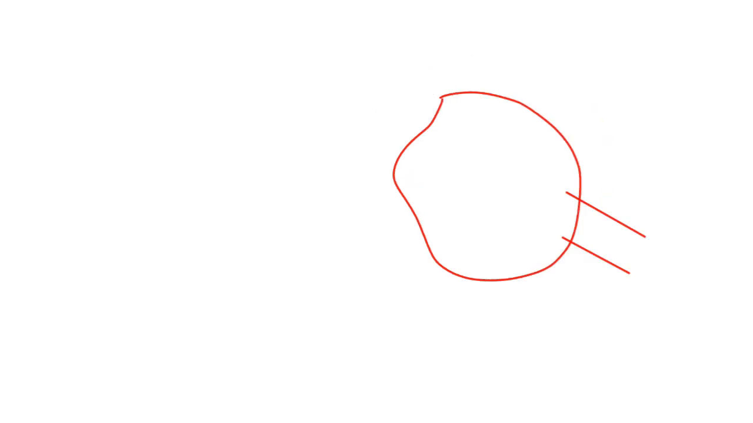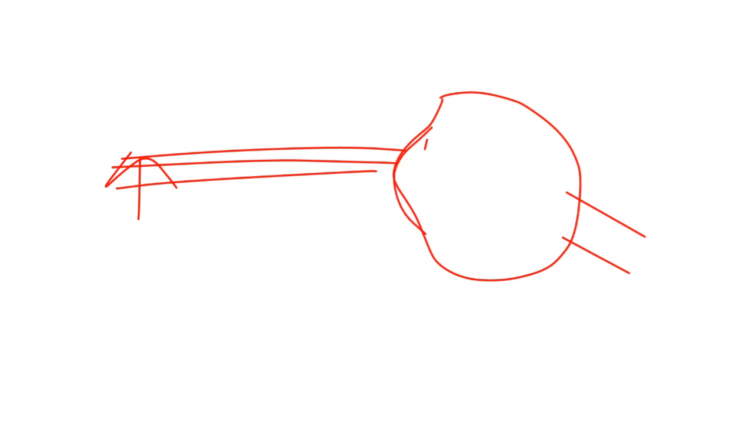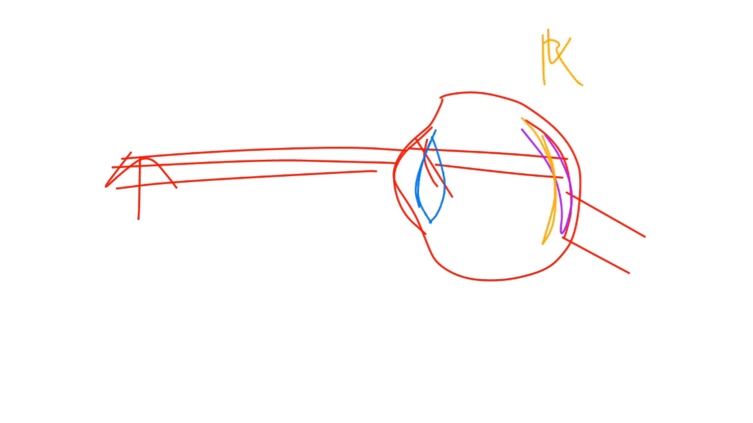See, suppose this is our eye. What exactly happens? The light rays, this is the object, okay? The light rays coming out from this object get refracted through the cornea and lens and form an image on the retina. This is the retina, this is the iris. Now the image formed on the retina is real and inverted.